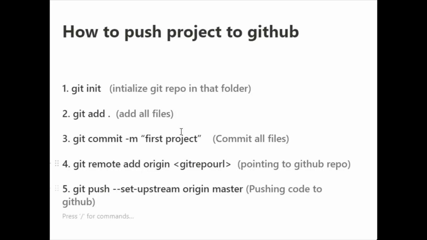Now the other two commands are git remote add origin and the URL of the repo that we have created recently in our GitHub account. Basically we are pointing our Git to the GitHub repo. This is the command we are going to hit. Then git push --set-upstream origin master, pushing the code to GitHub. These are the two commands we are going to hit, and after that you can clearly see that it is going to be on GitHub. If you open the GitHub account, you are going to see this project there under the repo that we have created. So let's hit these commands and see.